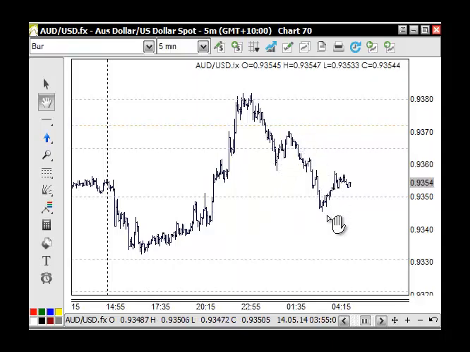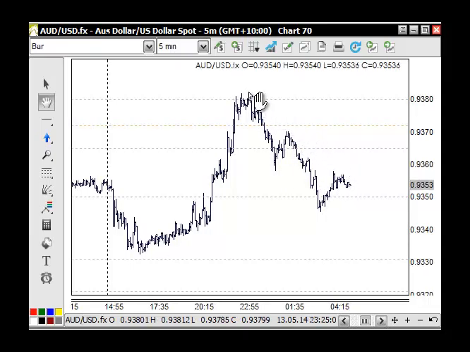I really want to see overlapping wave structures, and overlapping wave structures would be a move to 93.65 here, finding support, because it would move through this low here, and then that would make this a 3-wave corrective pattern, and then I know that this top would be taken out.